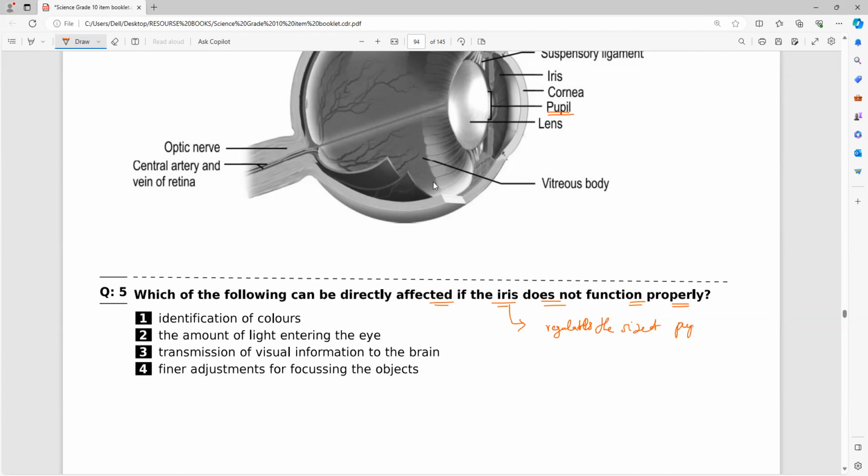The iris regulates what? The size of the pupil. Why does it need to regulate? To control the amount of light entering the eye. That is the only answer. Forget about all the others. So remember that. What is the use of the pupil? It controls the light. Who controls the pupil? Iris. That is the only function. Understand, everyone?